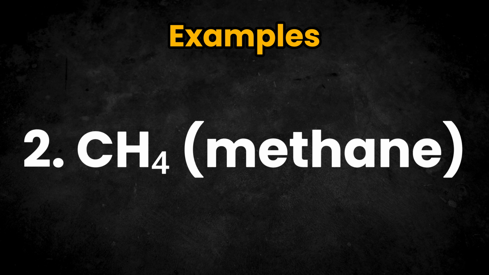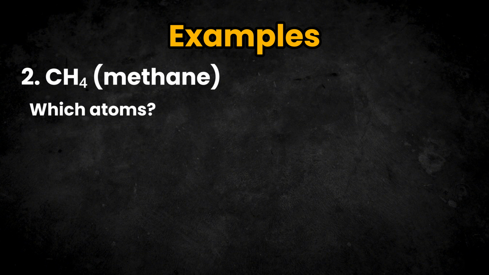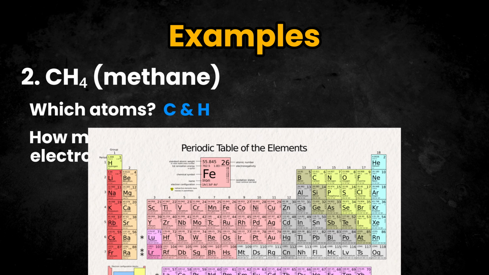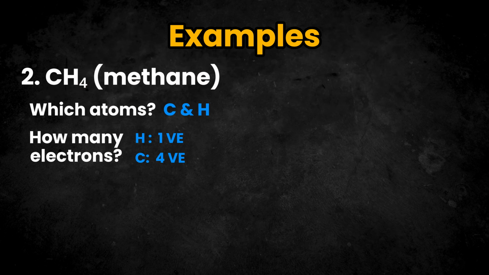Next up we have CH4, or methane. So again, we first need to check which atoms the molecule consists of. In this case, we see that the molecule consists of carbon and hydrogen. In our periodic table, we find that hydrogen has one valence electron and carbon has 4. Now it's a little more challenging to make the Lewis structure.